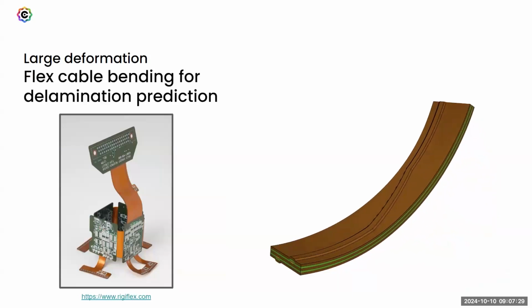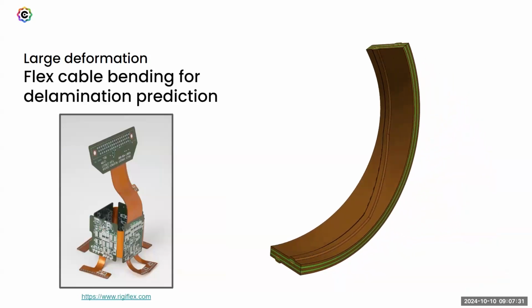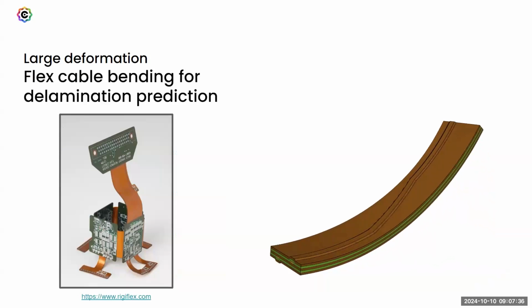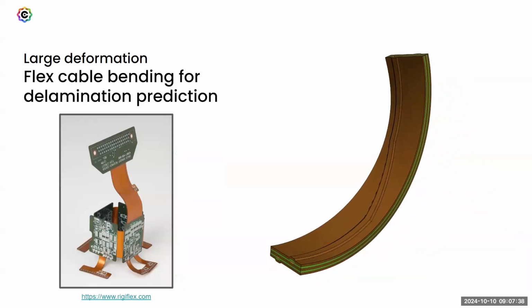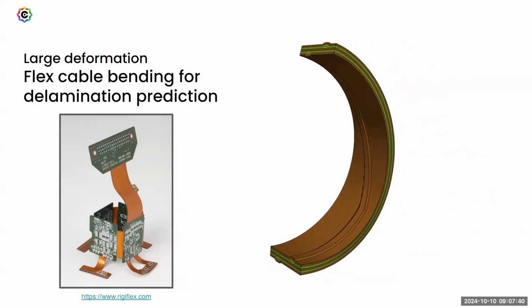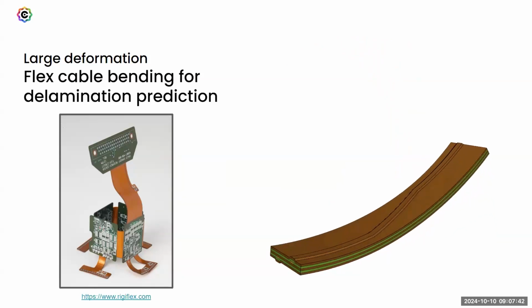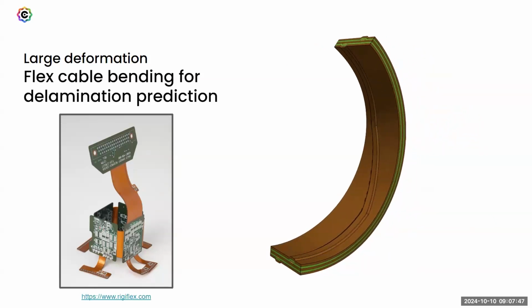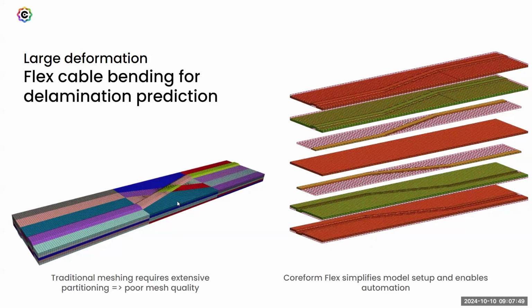Another application that exercises the nonlinear capabilities of Coreform Flex is this large deformation problem for a flex cable bending. The customer here wants to explore the potential for delamination between the adhesive Kapton and copper trace layers. Traditional FEA approaches would require that, so there is a trace that crosses the other trace on the top layer.